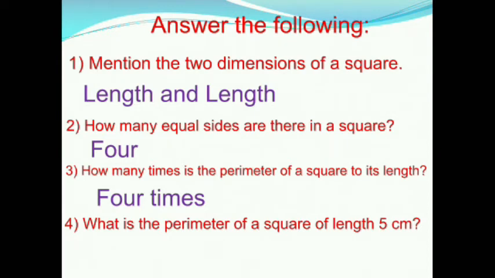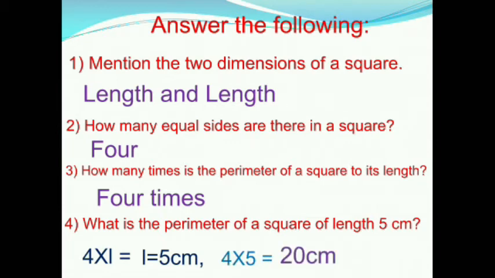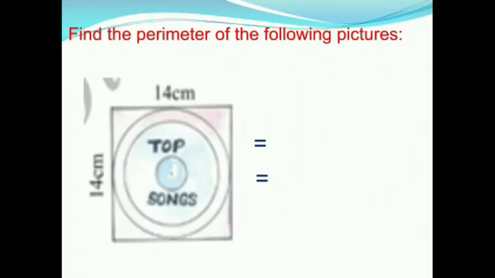Children, remember the formula to find perimeter of square. What are the 2 dimensions of a square? They are length and length. What is the formula? Yes, it is 4 into L. L means length. Length is equals to 5 centimeter. Therefore, we multiply 4 into 5. 4 fives are 20. Therefore, perimeter of the square is 20 centimeter.